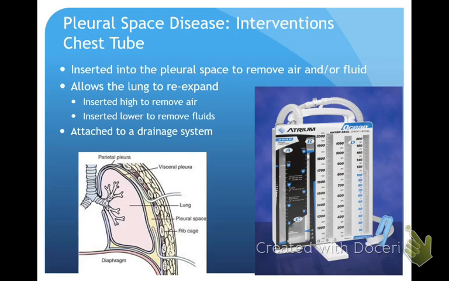So if your patient has a pneumo, when they exhale, you will see air leaving the chest. You will see bubbling in that water seal chamber. That is the patient's air leaving their chest. When they inhale, though, they won't be able to get any air from the outside into their chest. The water seal there is the barrier that keeps air from being sucked into the chest.